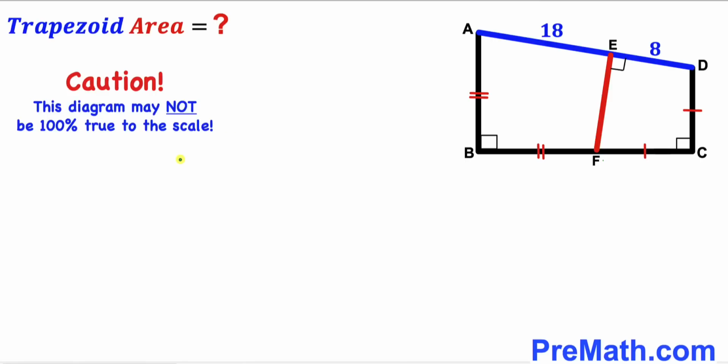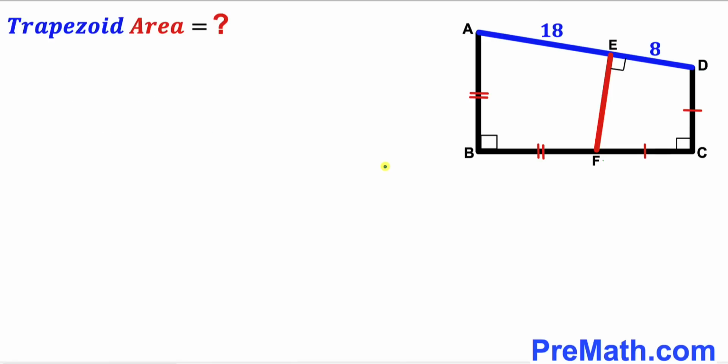Please keep in mind that this figure may not be 100% true to scale. Let's go ahead and get started. Here's our very first step. We know this side AB equals this segment BF. If I label this side lowercase m, then this segment is going to be m as well, and likewise this segment is equal to this segment. If I label this segment lowercase n, then this segment has got to be lowercase n as well.